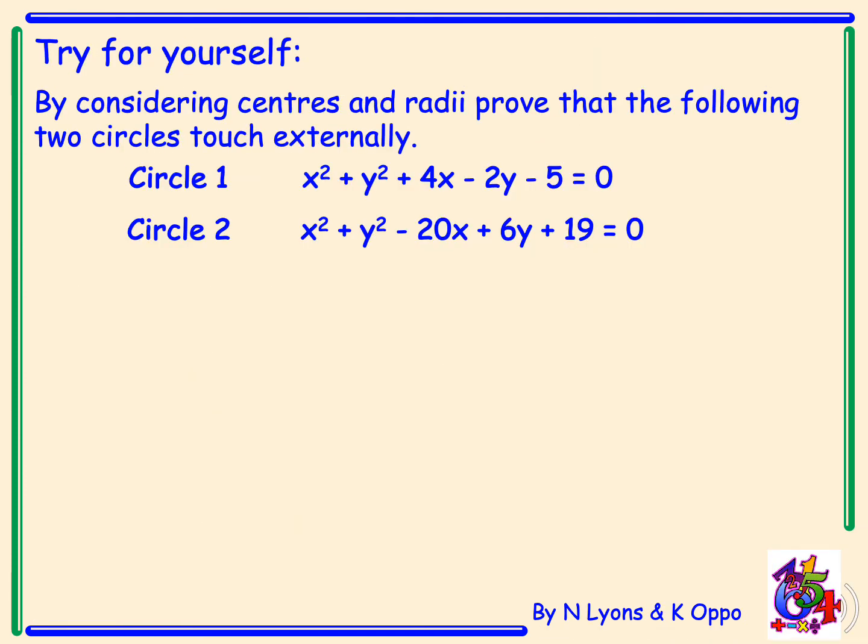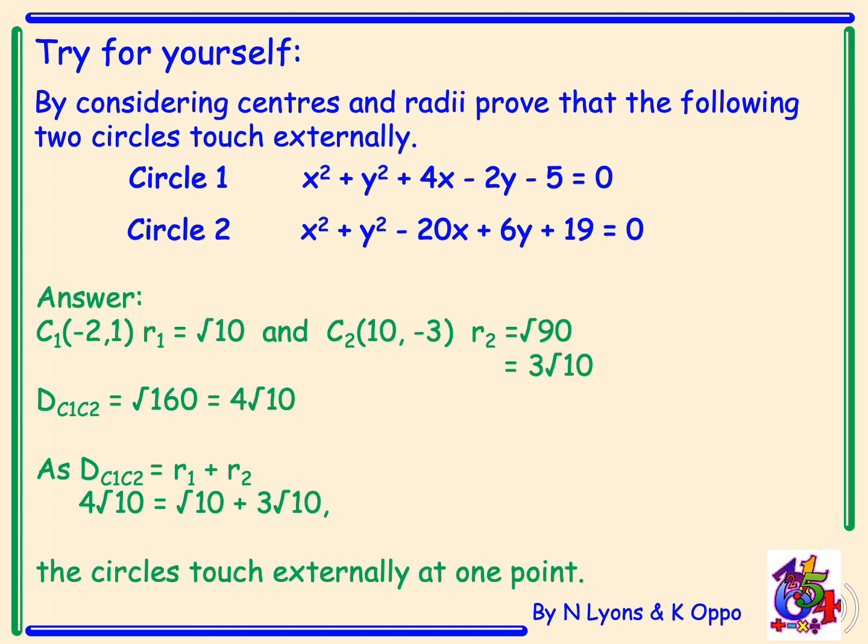Now try this example on your own. Please pause the video. And the solutions: for circle 1, the centre is negative 2, 1, and the radius is root 10. For circle 2, the centre is 10, root 3, and the radius is root 90, which simplifies to 3 root 10. And then if we do the distance between our two centres, C1 and C2, we get an answer of root 160, and this will simplify down to 4 root 10.